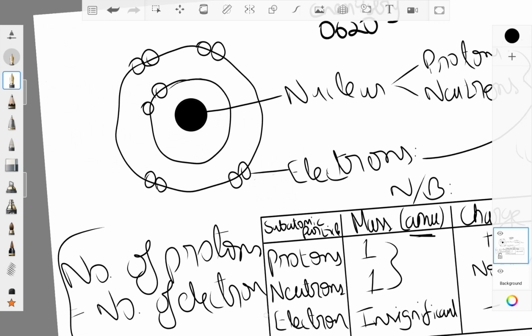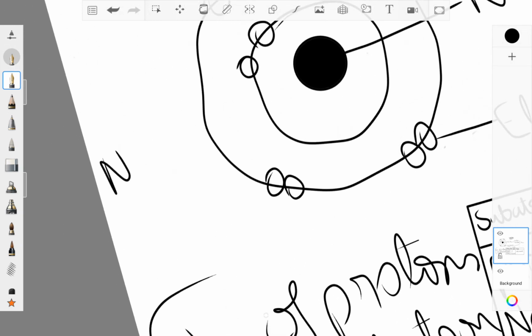Right. So, a sodium atom, for example, has 11 protons. Well, let's just, yes, I made a mistake. Yes, it has 11 protons, and then it has a mass of 23.